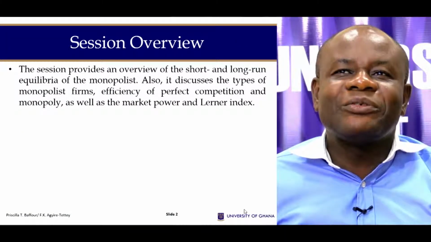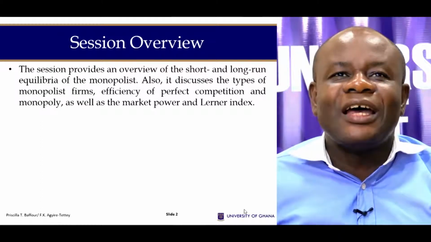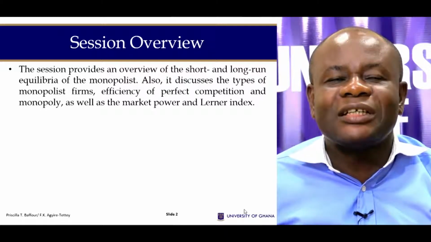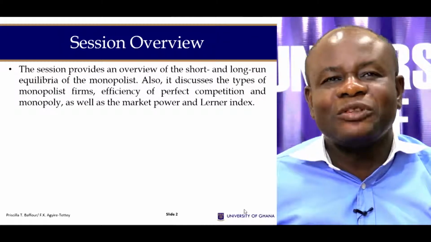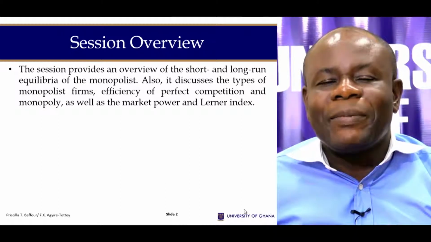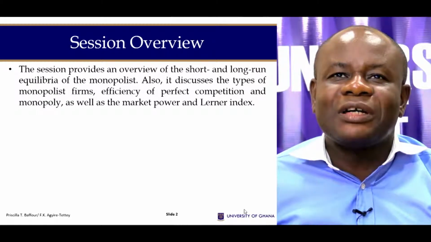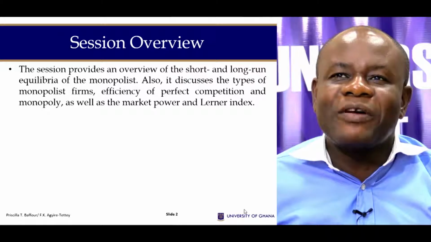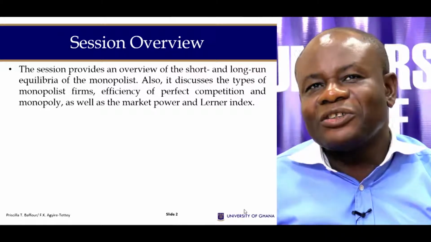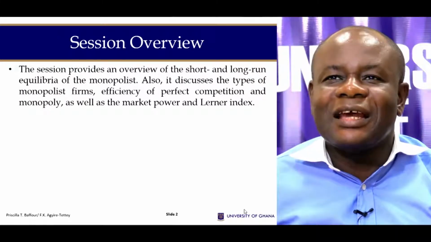Under this session, we will discuss the long-run equilibrium of the monopolist, and also some types of monopolies. That is, we're going to look at the multi-plant monopolist. Also, we will look at the price discriminating monopolist, and try to compare the perfectly competitive market to monopoly in terms of efficiency. And also, we will discuss market power of the firm and the Lerner index.